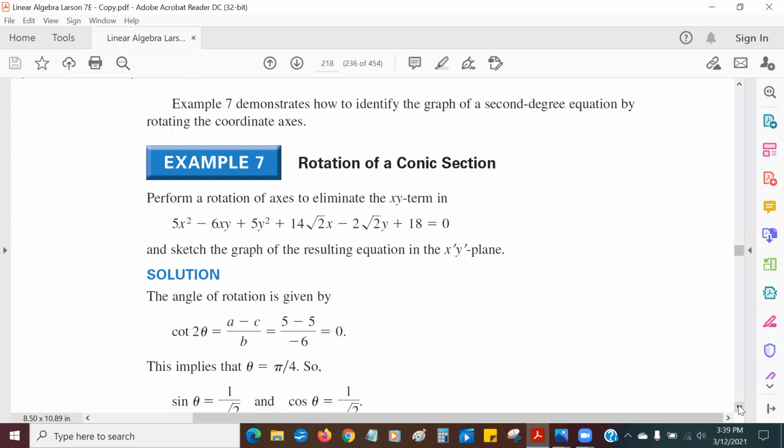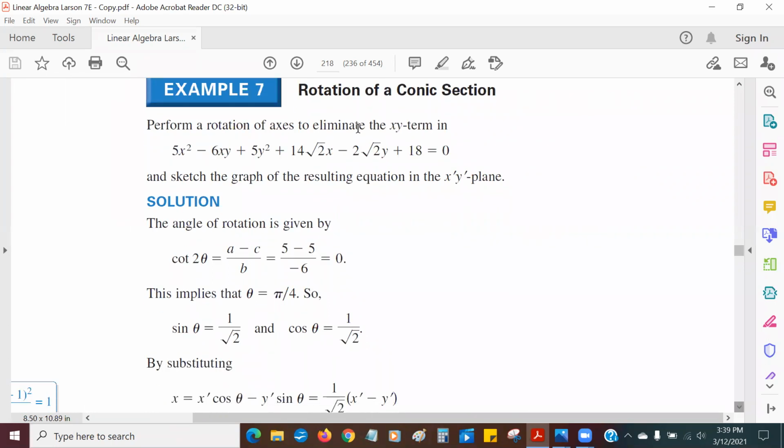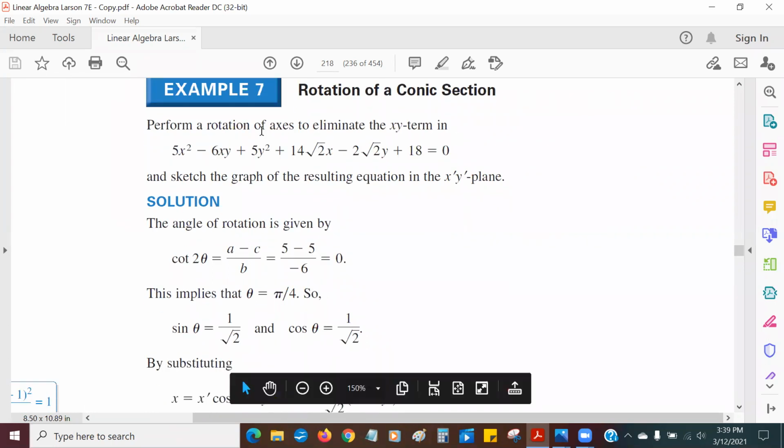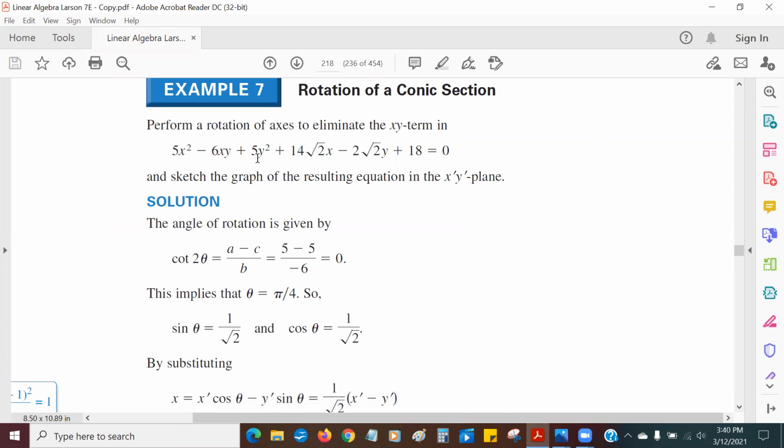So what we want to do now is perform a rotation of axes to eliminate the xy term in this conic right here. Now this conic, you notice there's an x squared and there's a y squared, and all that cool stuff.